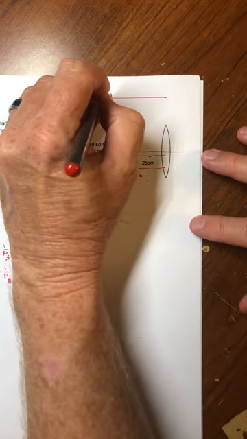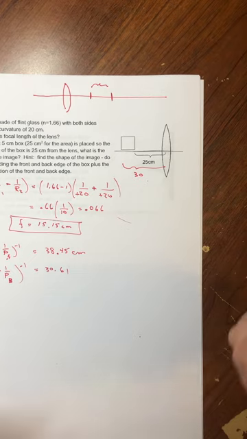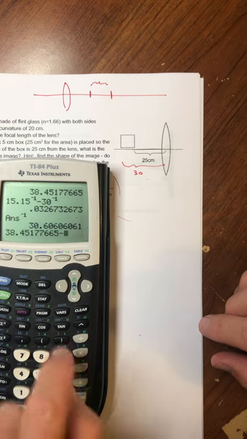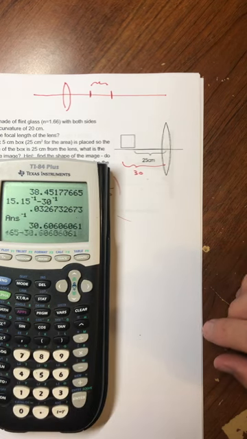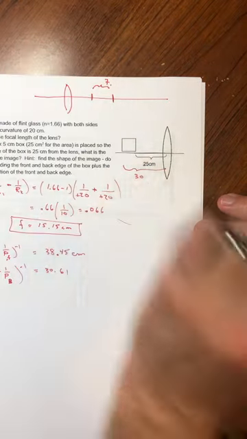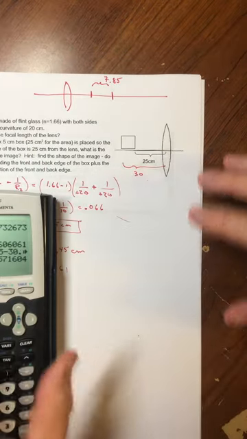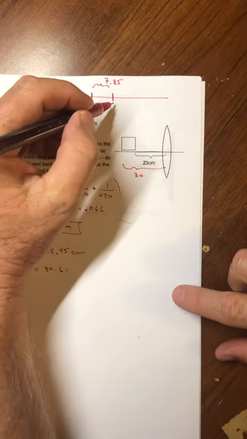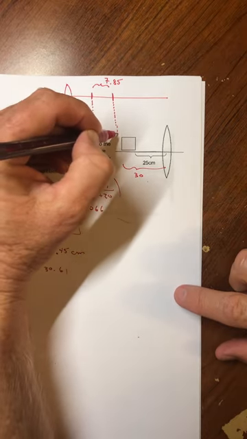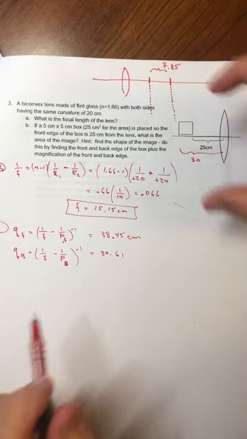And of course, then the difference between these is the difference between the front and the back of the box on the image. So let me take that 38 and copy and paste and subtract off the 30.61, copy and paste, hit enter. And we are looking at a 7.85 on the image between the front and the back of the box. And I do know it's going to invert here, although maybe I'll run through the math and show you. I'm just not sure how big it would be.